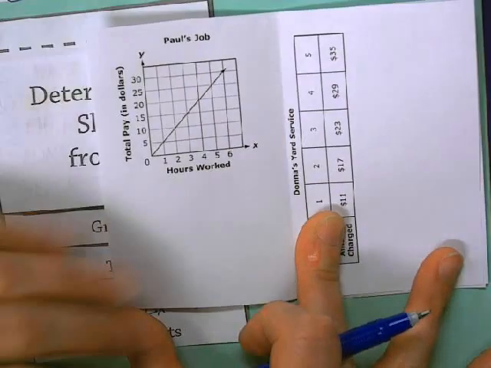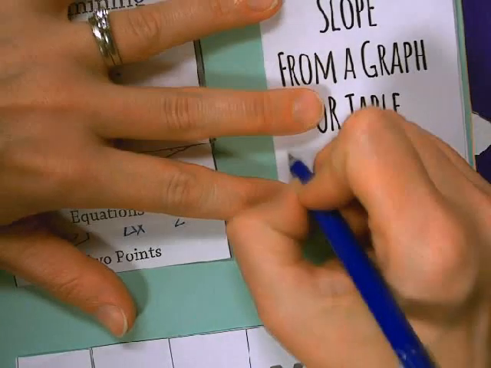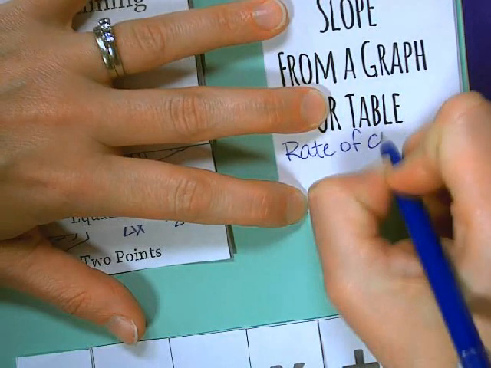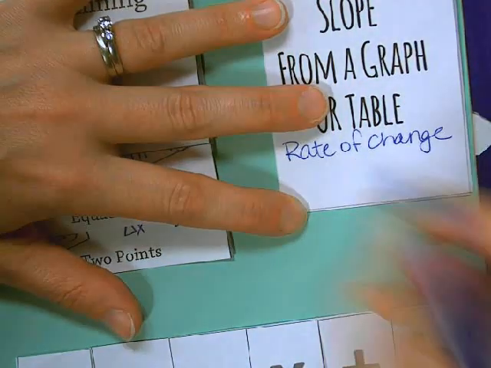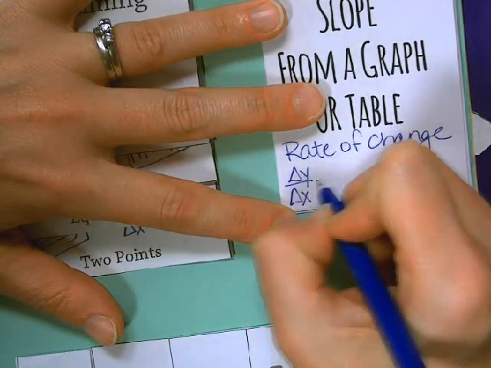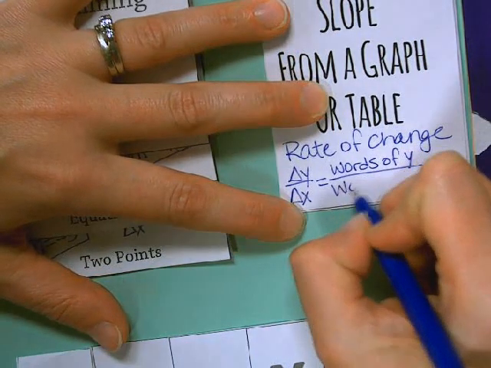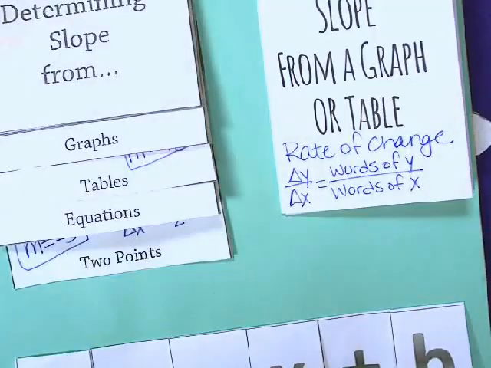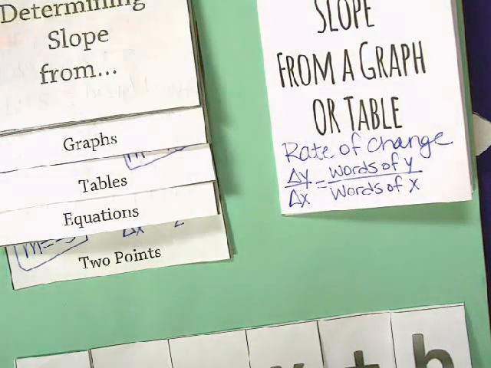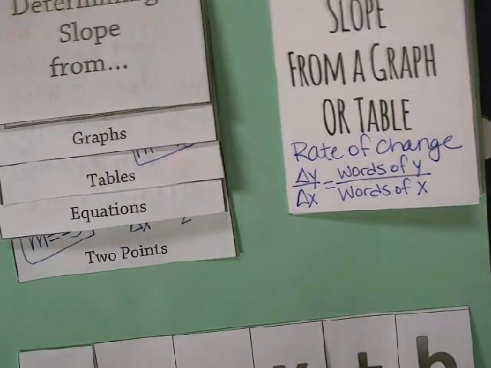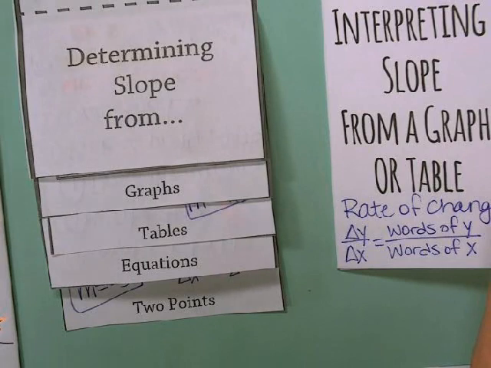Okay? So, interpreting slope from a graph or a table. So when we interpret slope, all I'm asking you to do is remember that it's change in y over change in x. So remember, slope is a rate of change. So you're going to put change in y over change in x, which really just means you're going to put the words of y on top of the fraction and the words of x on the bottom of the fraction along with your numbers. Okay, you're just going to put them together, and that's going to help you to write that rate. Okay, it's going to be really easy if you do it that way.